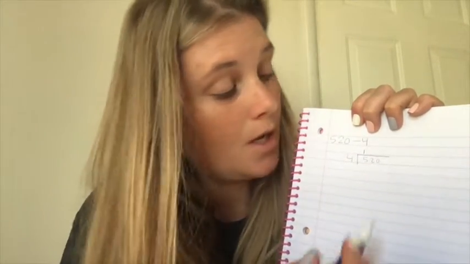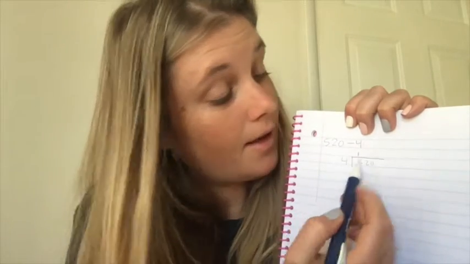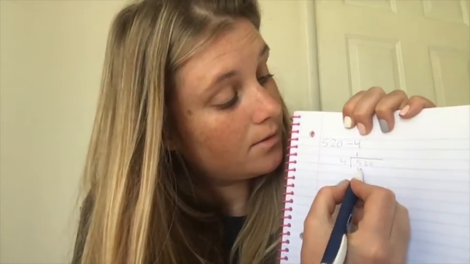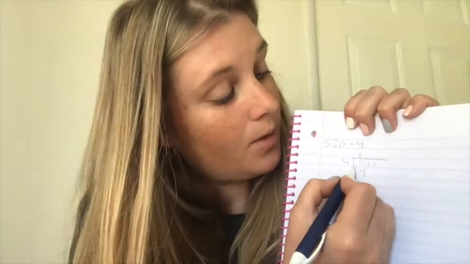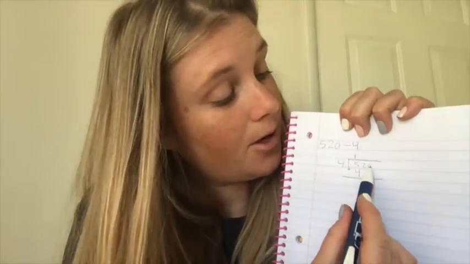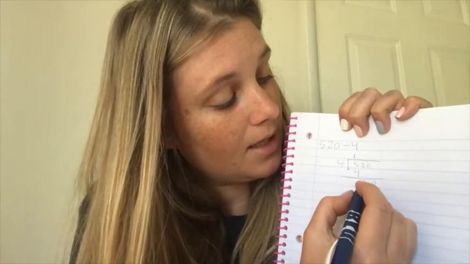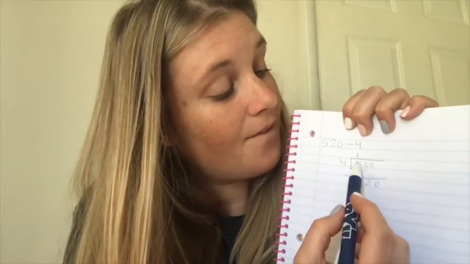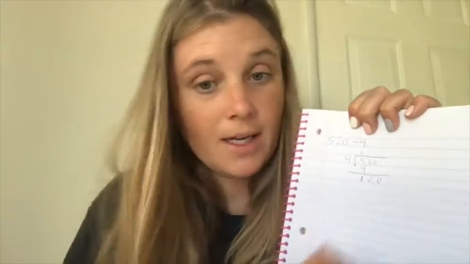What's our next step? Multiply. We go 1 times 4 is 4. What's our next step? Subtract, right? We subtract this. 0 take away nothing is 0. 2 take away nothing is 2. 5 take away 4 is 1. So we have 120.